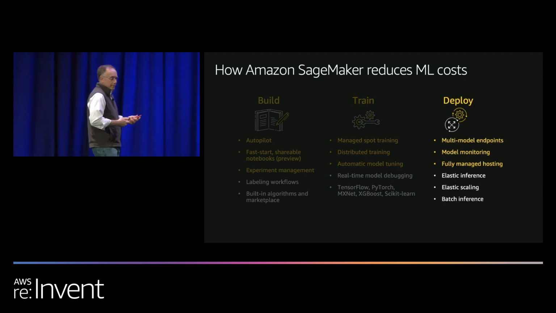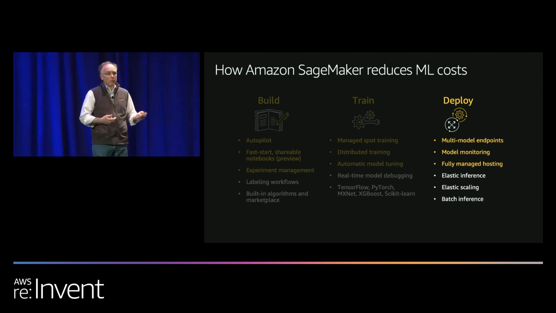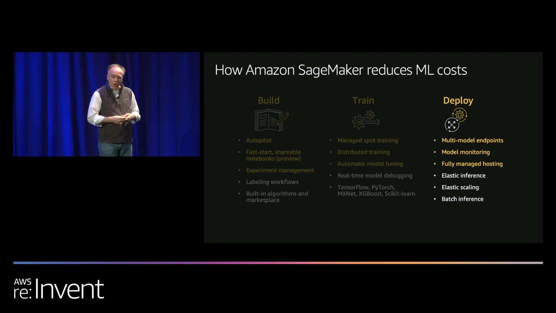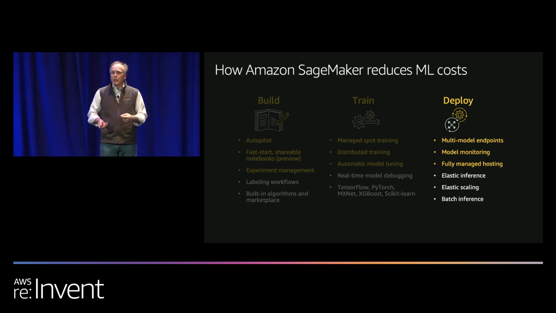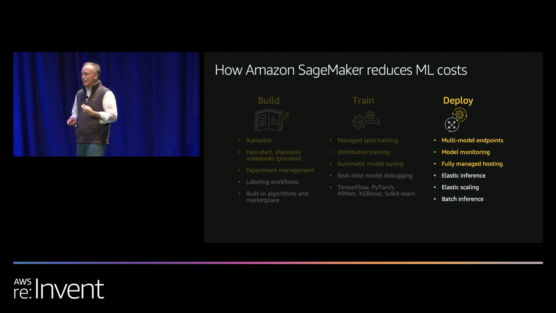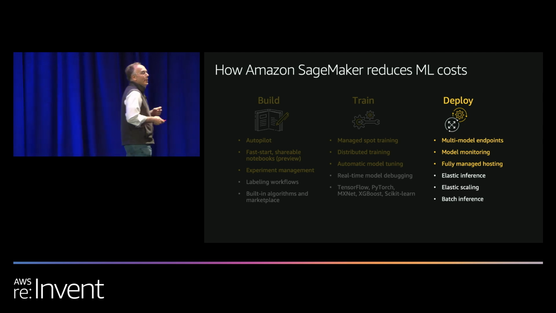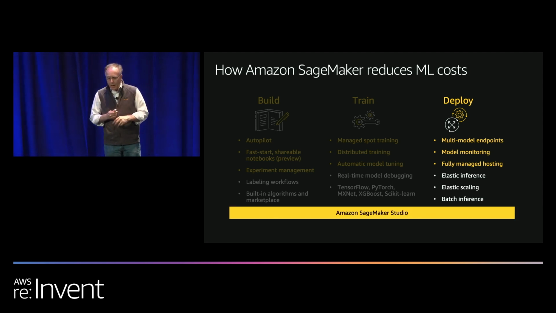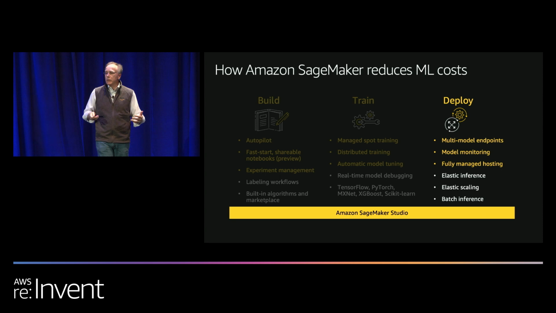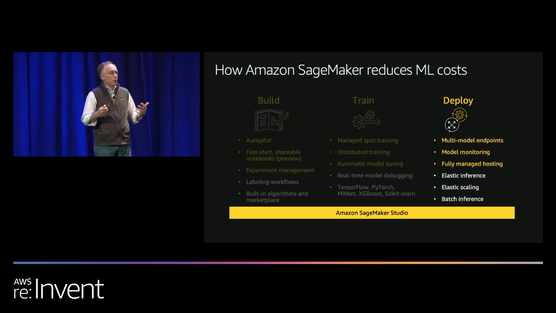And then last piece that I'll talk about is deployment. And we'll talk about a few features there. One is multi-model endpoints. We'll talk about model monitoring and just the benefits of fully managed hosting overall. In addition, if we had more time, we could get into elastic inference. We can talk offline about the benefits of that. We'll hit on elastic scaling, and batch inference is important as well, and that's all built in. And then lastly, we added SageMaker Studio, which is the first machine learning workbench to tile these things together and make your teams more productive.